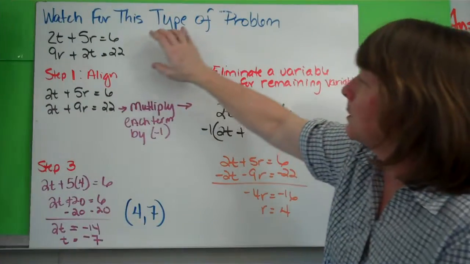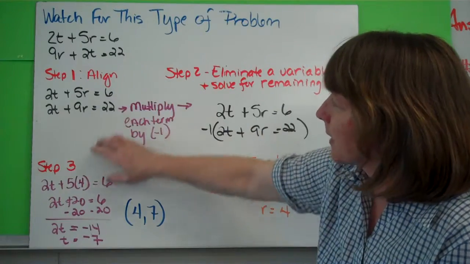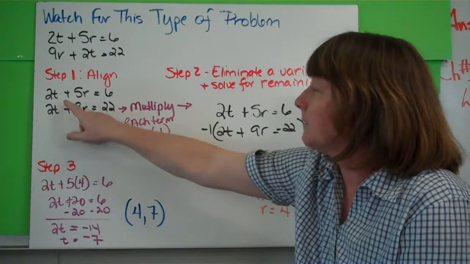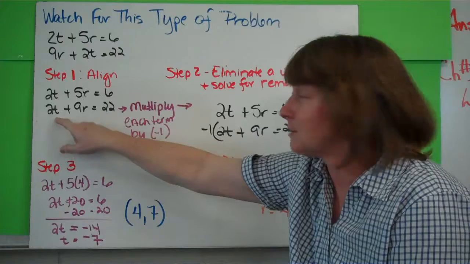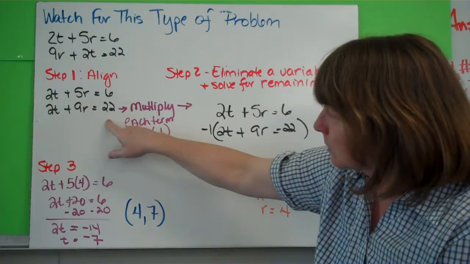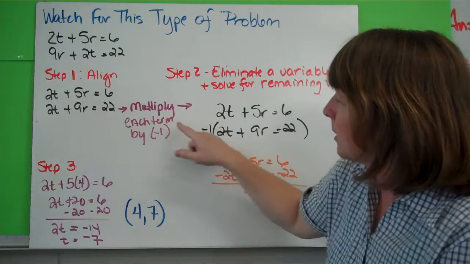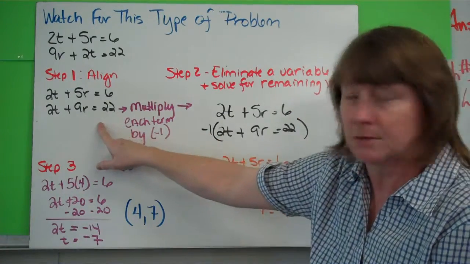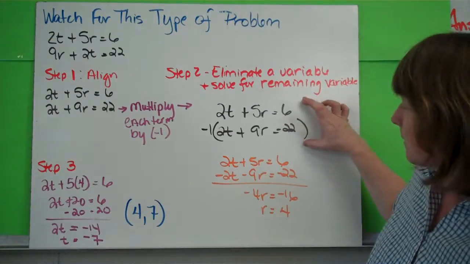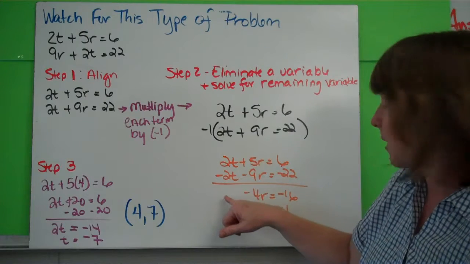You do have to watch for this type of problem. Step 1, align them. Okay, we align them. We see we have 2t and another positive 2t. If we add those, we're going to get a 4t. That doesn't help us a lot. But if we multiply each term in the second equation by negative 1, which is what I did right here, I now have opposite coefficients, which will drop out.